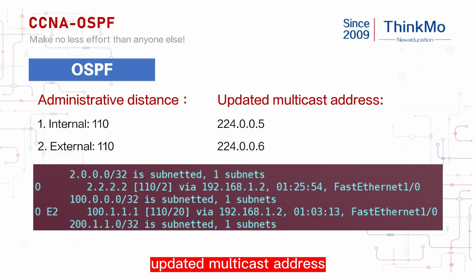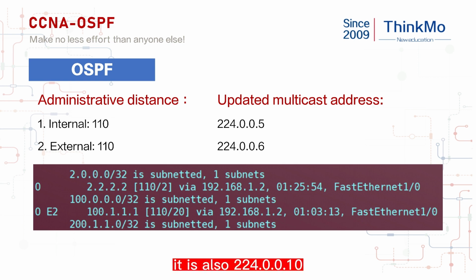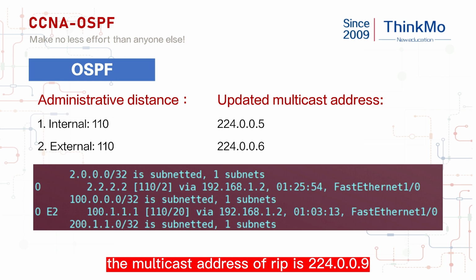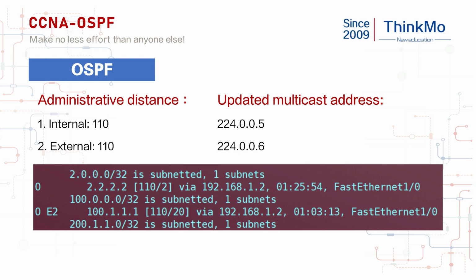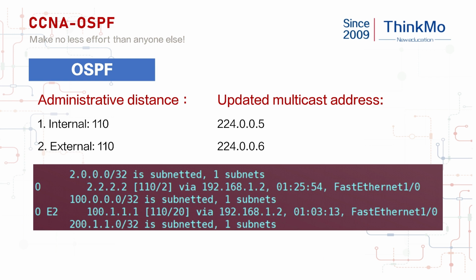Update multicast address. Remember what the multicast address of EIGRP is? It is also 224.0.0.10. The multicast address of RIP is 224.0.0.9. OSPF is special. It has two multicast addresses. One is 224.0.0.5. One is 224.0.0.6. Wait until we finish talking about the state of the interface. Talk about these two multicast addresses. But you need to know, OSPF uses 0.5 and 0.6.